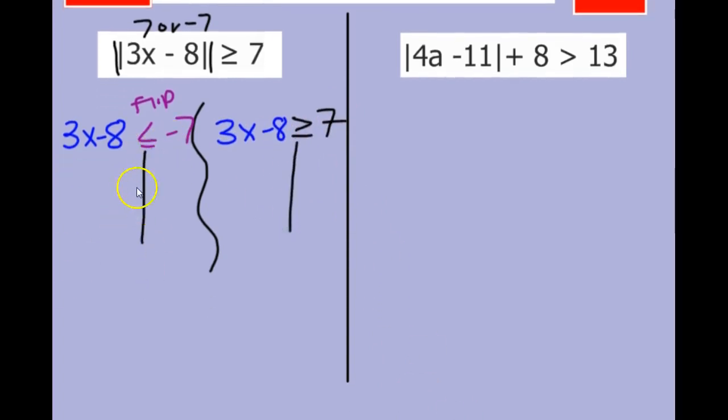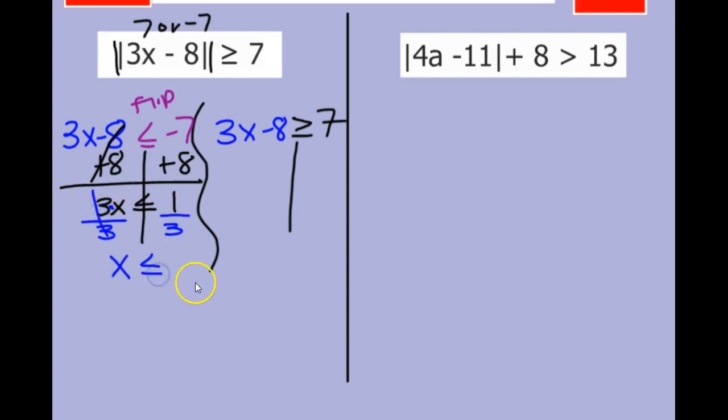So let's solve both. Get rid of your addition and subtraction first. Add 8. So we have 3x. And then there's more positives. There's one more positive. And then lastly, the opposite of multiplying is dividing by 3. So I have x is less than or equal to. Now 1 divided by 3, it's not 1, it's not 3, it's literally 1/3, or in your calculator, 0.3 repeating.